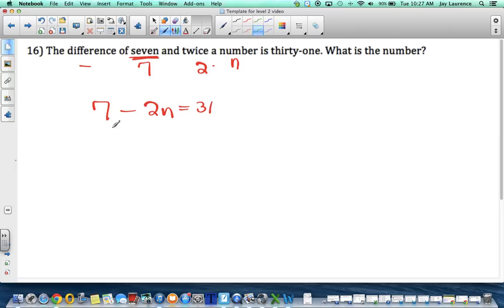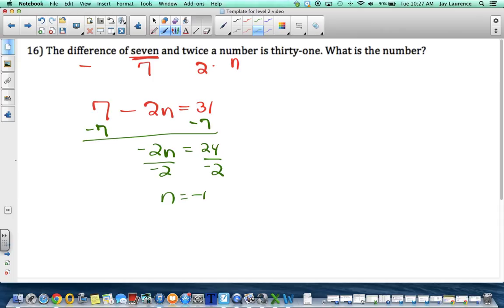So now I'm just going to solve. I'm going to subtract 7 from both sides. I'll get negative 2n equals 24. Divide by negative 2, divide by negative 2, and it's going to equal negative 12. There you go. If we did a solution set on it, it would look like that. Okay, I'm not going to make you graph that one on a number line.